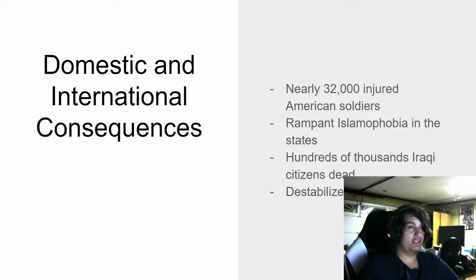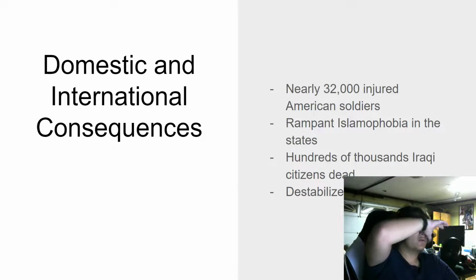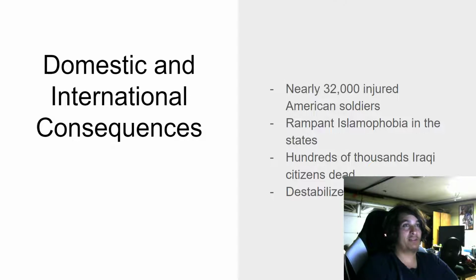Domestic and international consequences. Nearly 32,000 injured American soldiers came home from the Iraq invasion, which is a third of the population of my hometown, Fairfield. And that's like 3,000 of our high schools. So that could be a way to relate it. Rampant Islamophobia in the States. It's a problem that came from those wars and mildly beforehand as well, just because of cultural differences. But that is a domestic and international consequence.